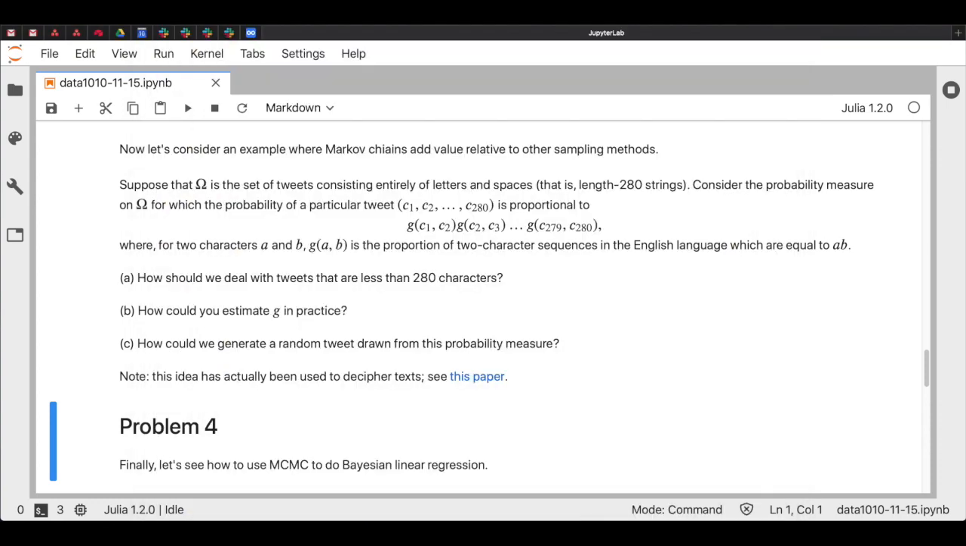So there are lots of ways you can come up with a probability measure that's somehow intending to reflect actual natural language structure. Here's a very simple one. What we do is consider every pair of letters, and we ask, how likely is it that we'd see those 2 letters back to back, based on how frequently that happens in the English language at large. And then we multiply all those ratios across the whole tweet.